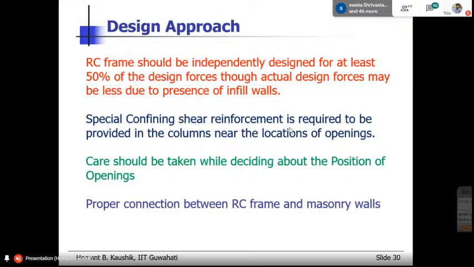But if you have the infill walls, some of these codes say that you provide that along the entire length. But the current code says if you have certain openings, then columns near the opening should be provided with confining shear reinforcement, so as to avoid that short column effect, so we increase the shear capacity. And we must be careful when deciding about the position of the opening. There should be proper connection between the RC frame and the infill walls.